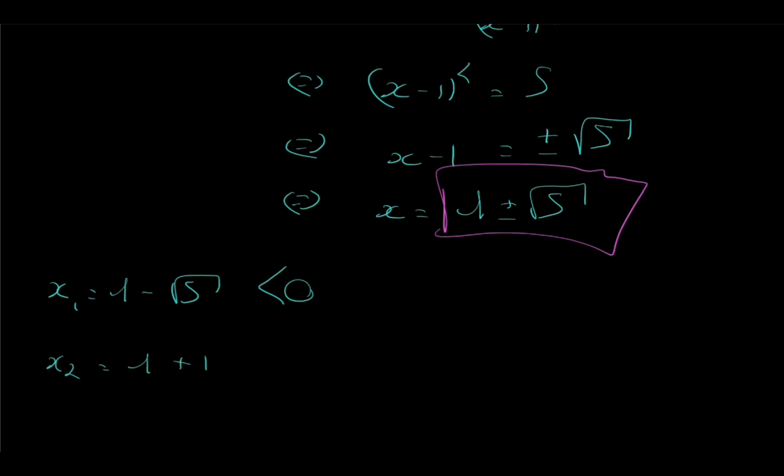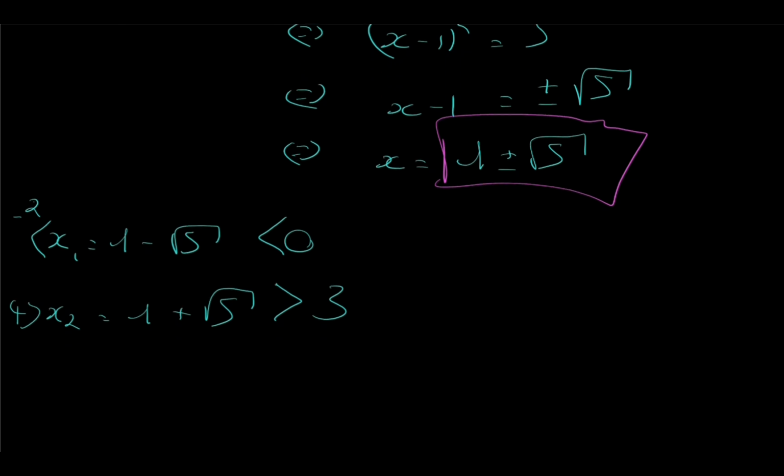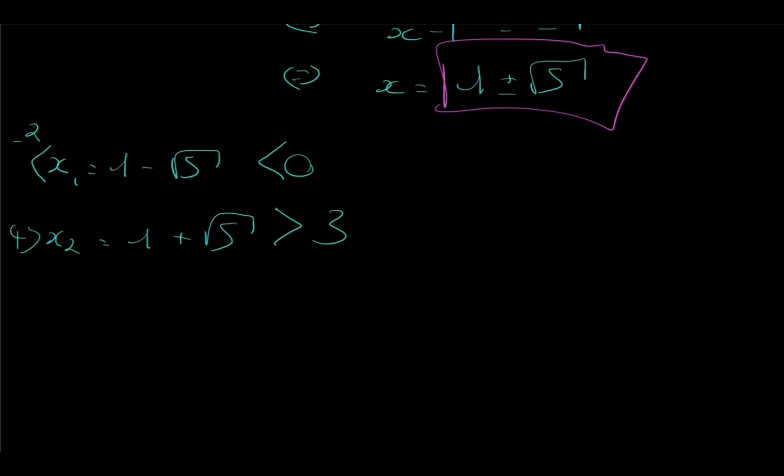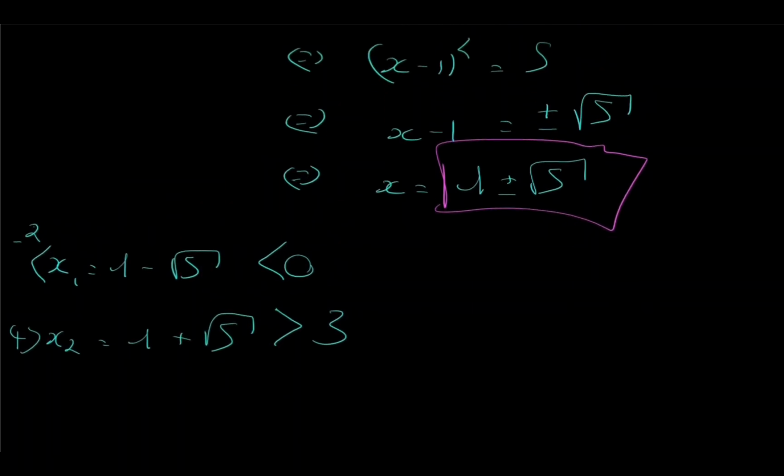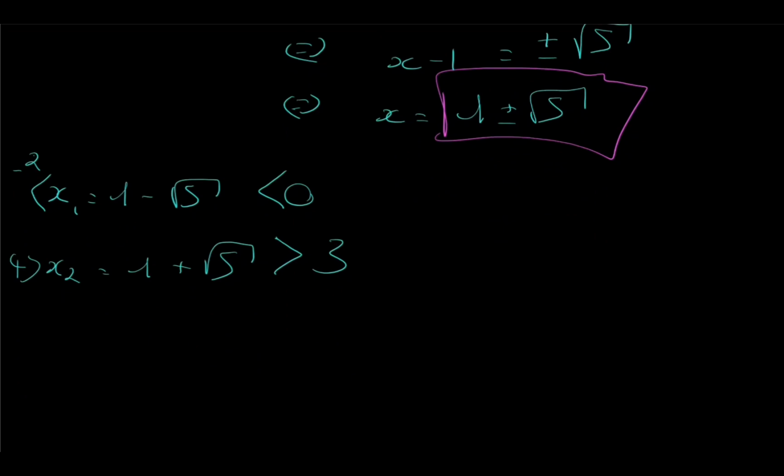x2, which is equal to 1 plus square root of 5, would be greater than 0. And we can even say that it will be between 3 and 4. And here x1 will be between 0 and minus 2. Yes, minus 2.